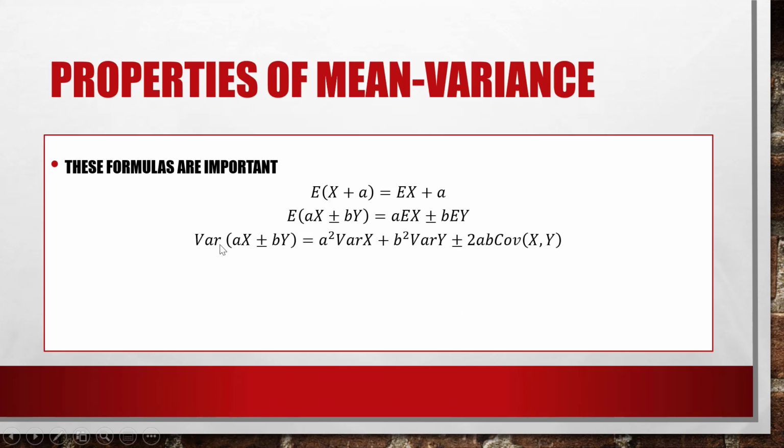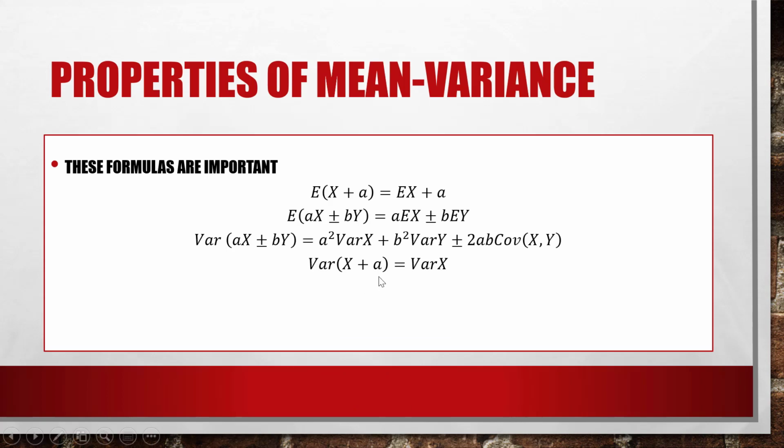And the variance of ax plus or minus by is equal to a squared variance of x plus b squared variance of y plus or minus 2ab covariance between x and y. This is basic knowledge in mathematical statistics. If you took exam P before, you should be familiar with this formula. This is from exam P, the exam of probability.